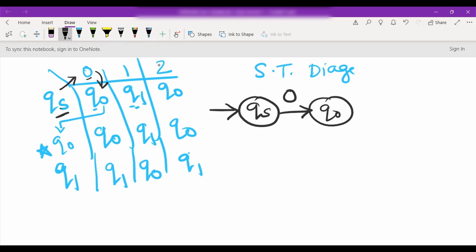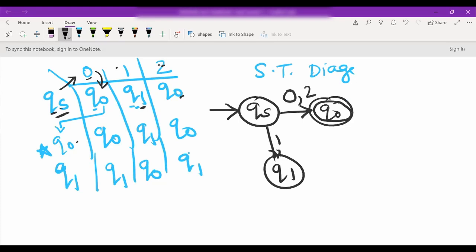Now QS on 1 is going to Q1. Now QS on 2 is going to Q0. On 2 also it is going to Q0, and Q0 is the final state. We have to double circle it.